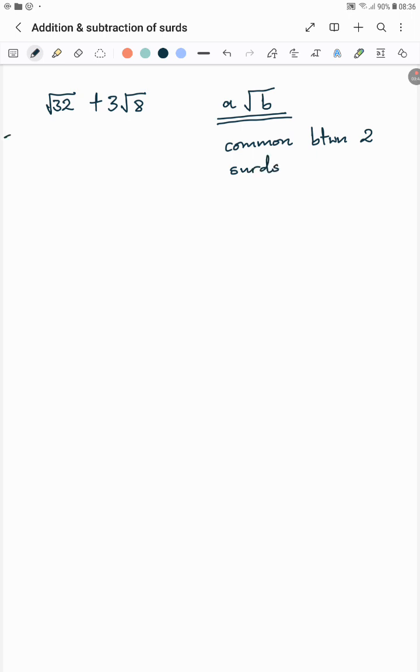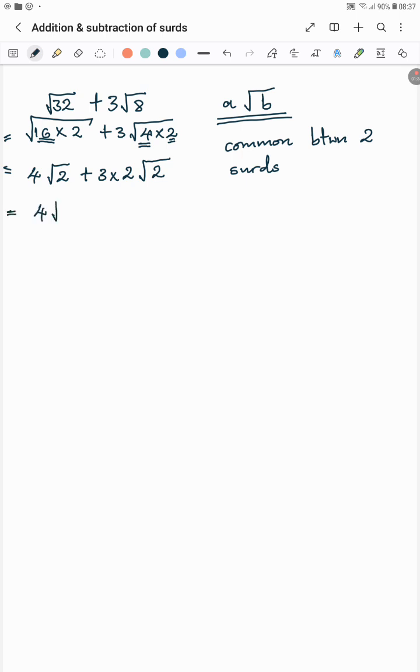So like in this case, our next stage would be 16 times 2, and here we are going to have under the root sign 4 times 2, and here you take out the root of 16, which is 4, and under the root you remain with 2, and here you are going to take out the root of 4 and you multiply it by the number outside, and the root of 4 is 2, and under the root sign you remain with 2, and here we simplify this one.